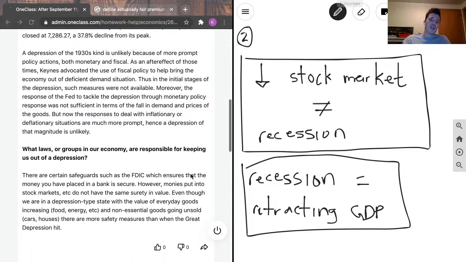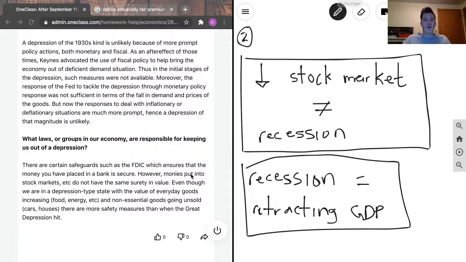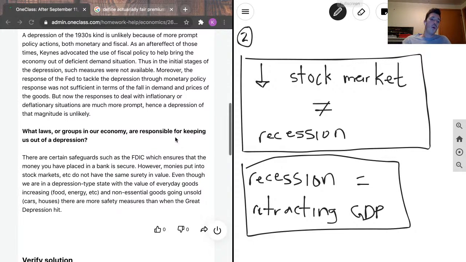A depression of the 1930s kind is unlikely because of more prompt policy actions, both monetary and fiscal. As an after effect of those times, Keynes advocated the use of fiscal policy to help bring the economy out of a deficient demand situation. Thus, in the initial stages of the Depression, such measures were not available. Moreover, the response of the Fed through monetary policy was not sufficient in terms of the fall in demand and prices of goods. But now the responses to deal with inflationary or deflationary situations are much more prompt, hence a depression of that magnitude is unlikely. What laws or groups in our economy are responsible for keeping us out of a depression?